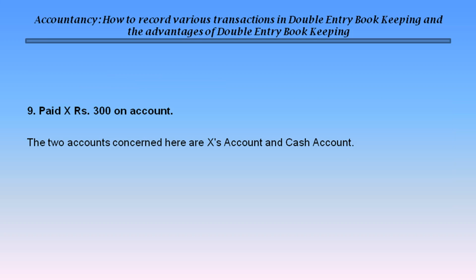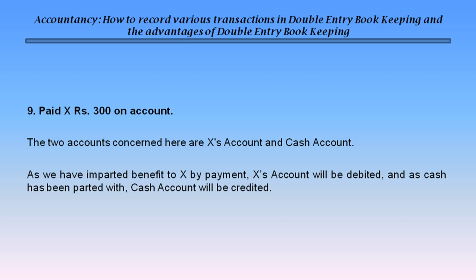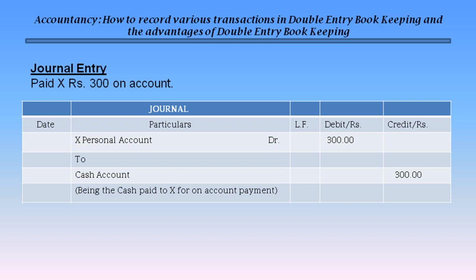Paid X rupees 300 on account. The two accounts concerned here are X account and cash account. As we have imparted benefit to X by payment, X's account will be debited, and as cash has been parted with, cash account will be credited.